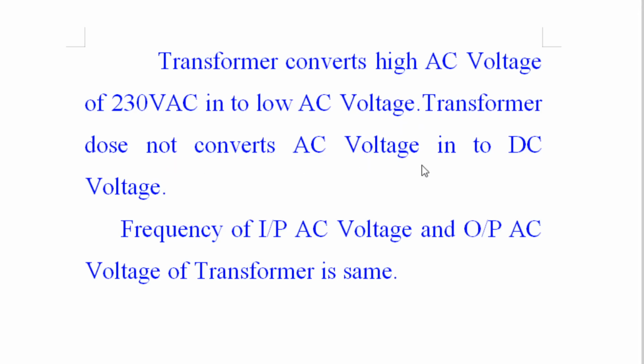The transformer does not convert AC voltage into DC voltage, and this is very important. Transformer does not convert AC into DC. It only converts high AC voltage of 230 volt AC into low AC voltage in case of a step down transformer, and in case of step up, vice versa. The frequency of input AC and output AC voltage of the transformer is the same. So this is again one important parameter about the transformer. It only converts the high voltage AC into low voltage AC, but it does not change the frequency. The frequency of input AC voltage and output AC voltage of the transformer is the same.